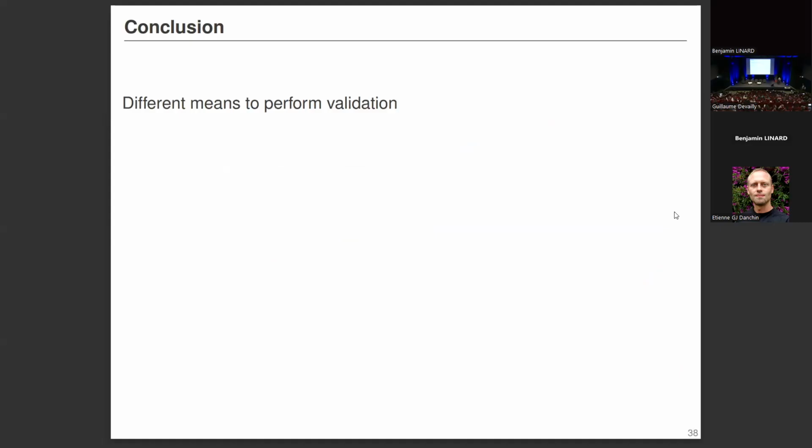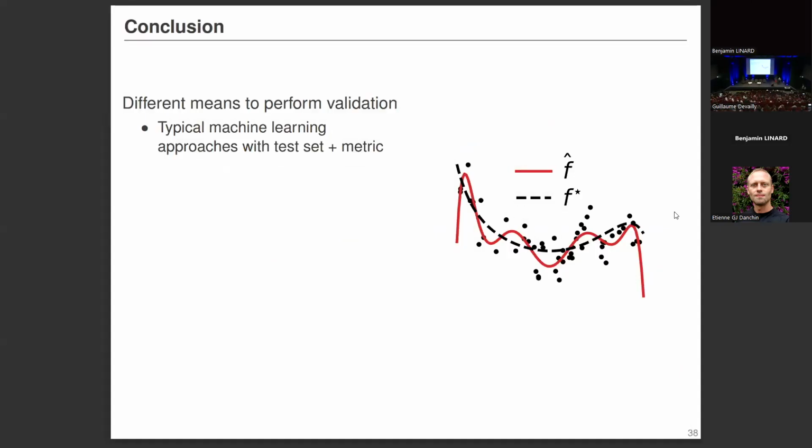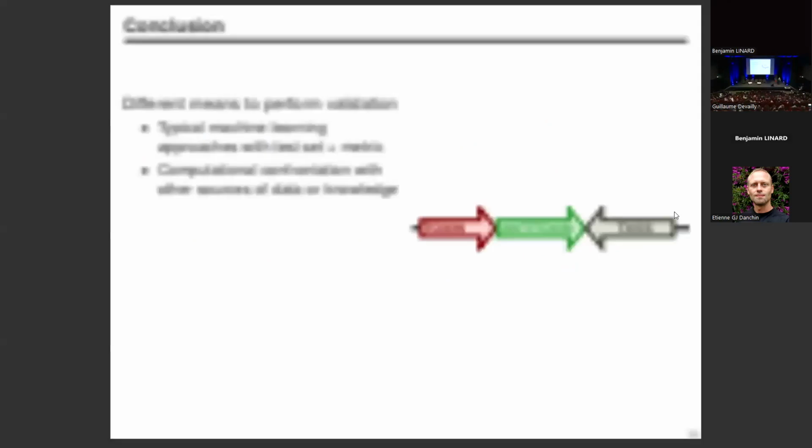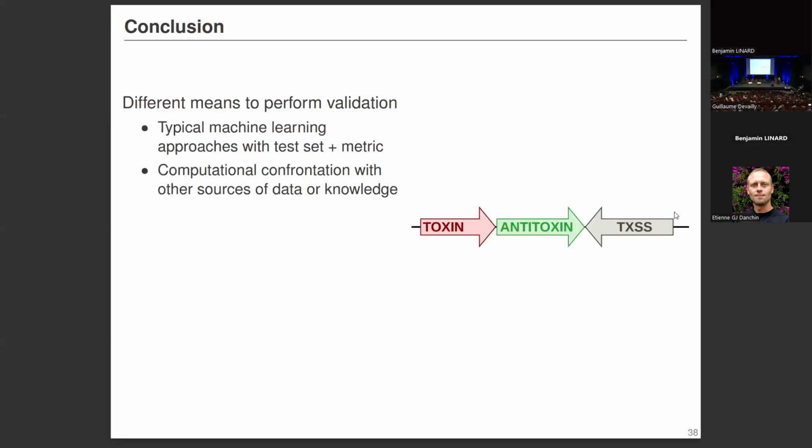But in practice, there is a broad number of ways that we can perform validation. So there is the typical machine learning approach with metric plus test sets. I didn't speak at all about some of the difficulties that we can have with overfitting. So there is a broad amount of things that we still need to be careful about. But one of the things that we do, and that we should be doing even when we do machine learning models, is to confront our knowledge with other sources of data.